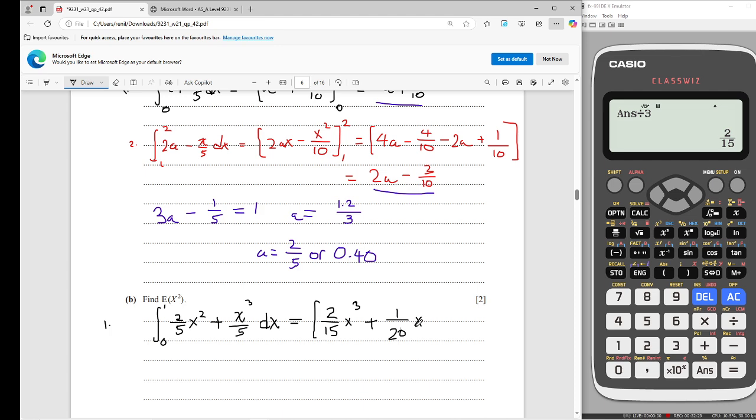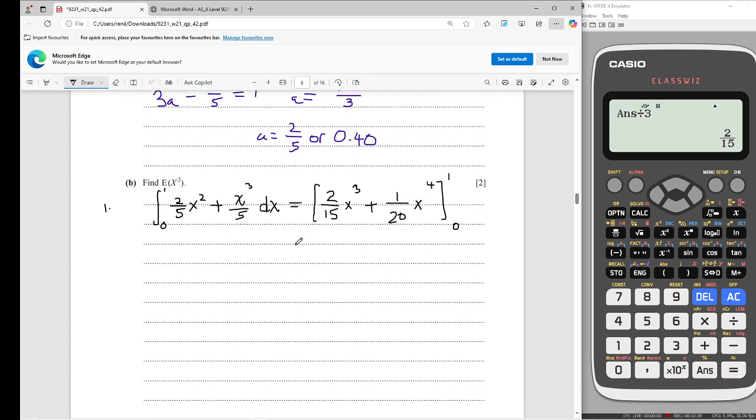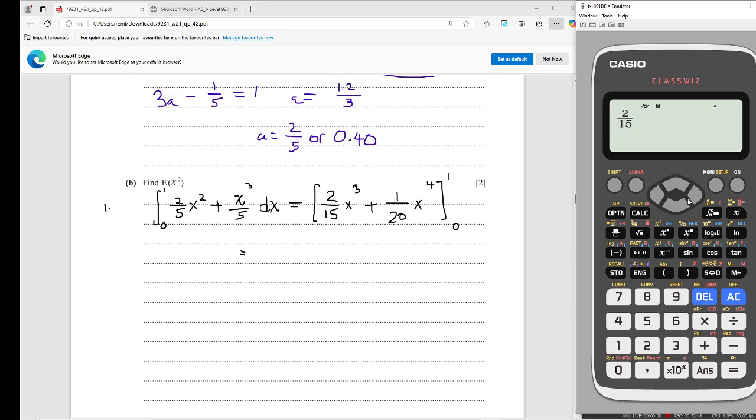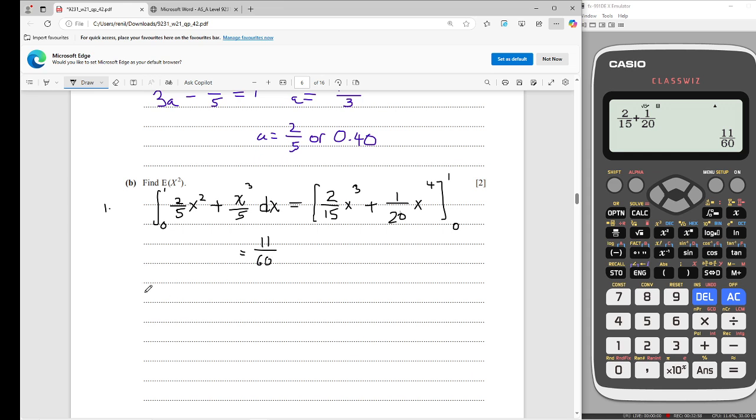Now we have to plug in our limits, 1 and 0. Once again 0 will have absolutely no effect on this entire thing, but 1 is going to give 2 by 15 plus 1 by 20. So let's put that in: 2 over 15 plus 1 over 20, which is equal to 11 over 60. Okay, moving on, the second equation.